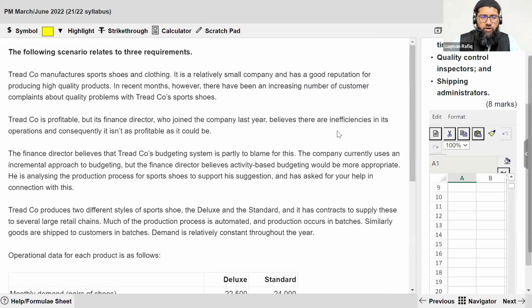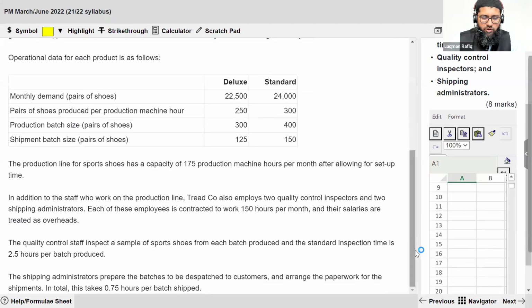Can you just take a screenshot of this page, please? Yeah, can you take a screenshot of this? Okay, let's move a bit forward. Can you take a screenshot of this page, please? Okay, lovely. Now take 5 minutes, try to do this question.